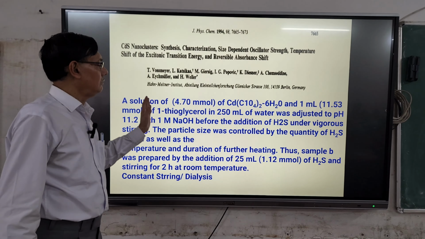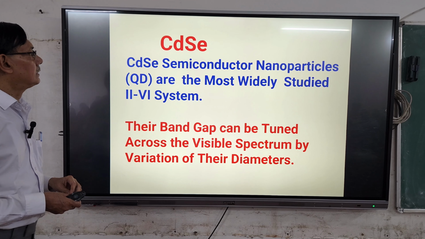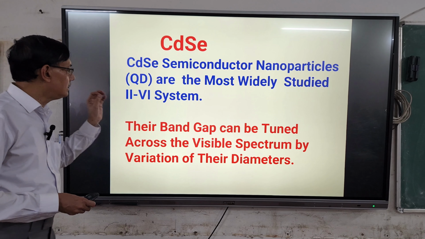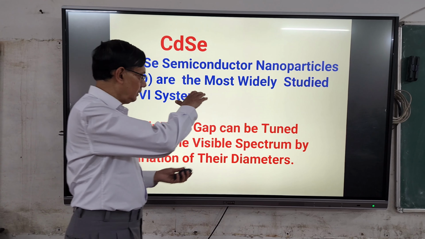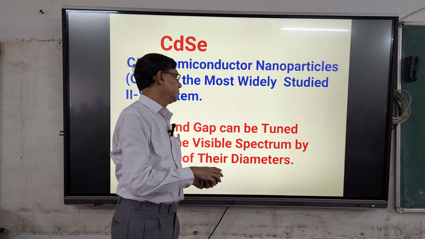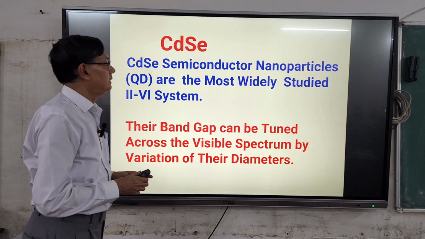Similarly, why are people using cadmium selenide? Semiconductor nanoparticles are the most widely studied system because, you know, I will show you one table, they can show you the band gap, the band energy.